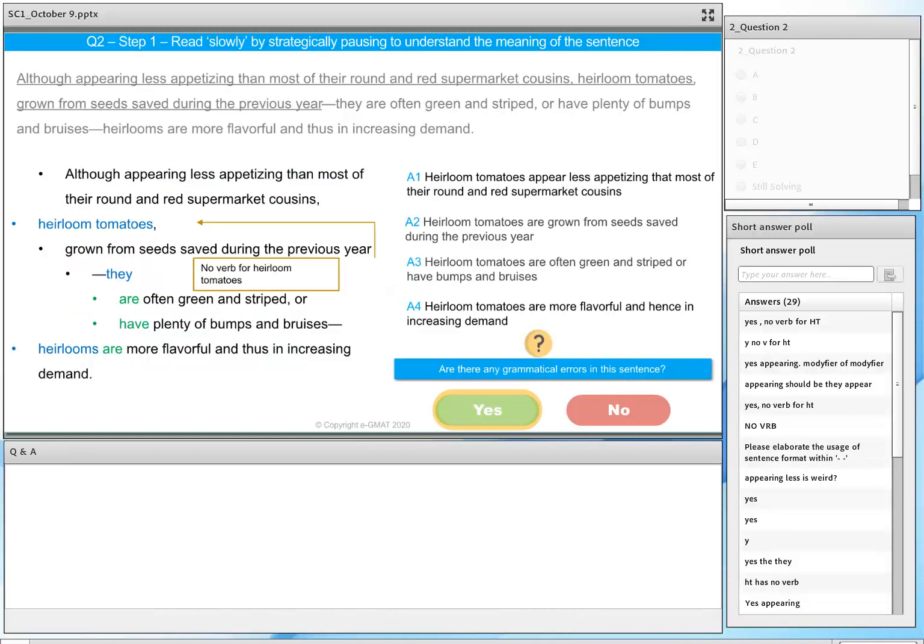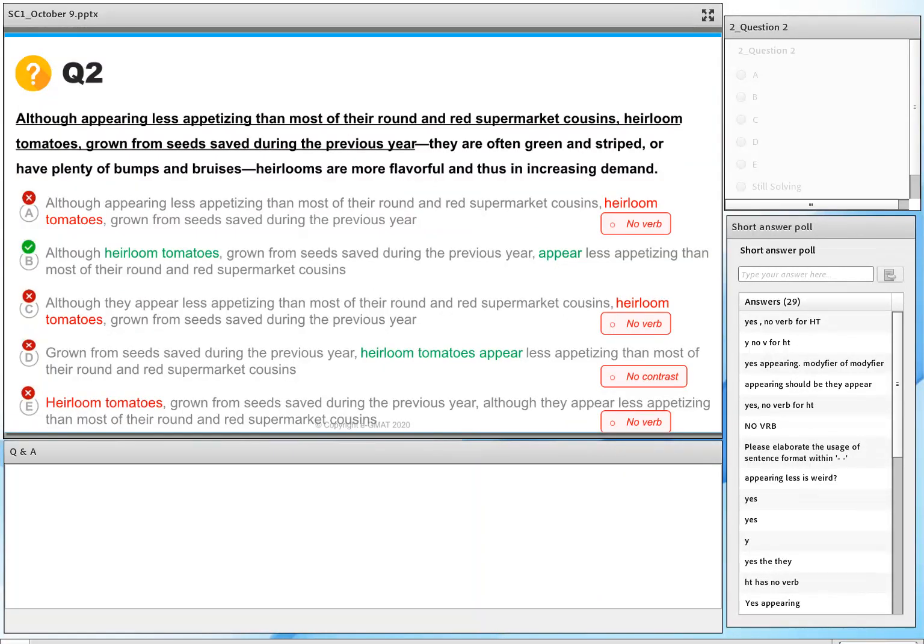So definitely the only error in this sentence is that we do not have the verb for the noun heirloom tomatoes. And that is what we need to fix. And choice B definitely fixes that error. Most of you landed on the correct answer choice. 42% of my class was with choice B.